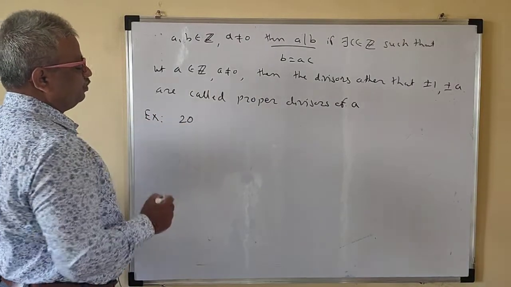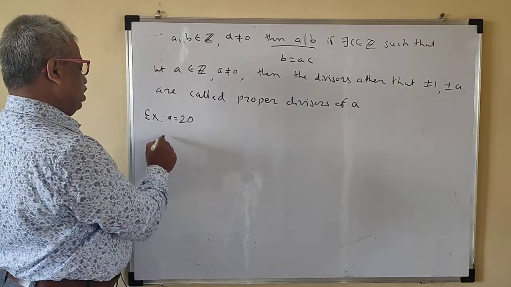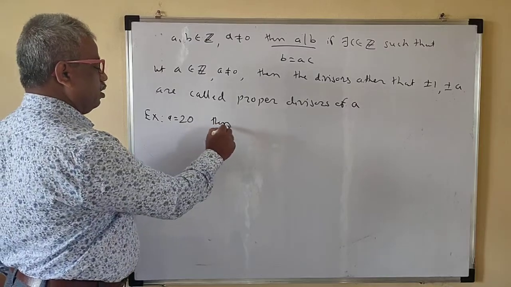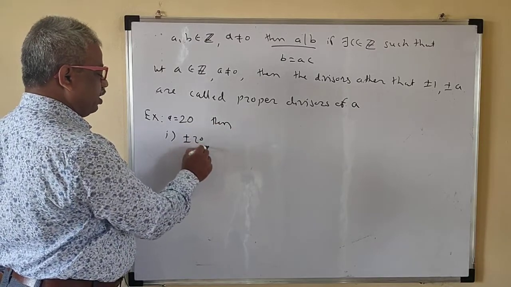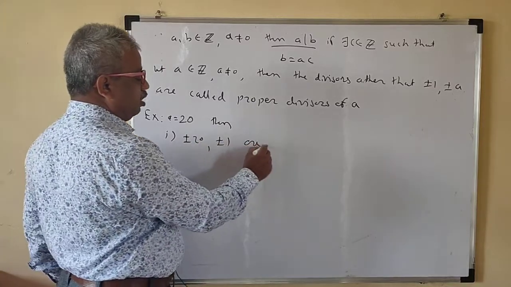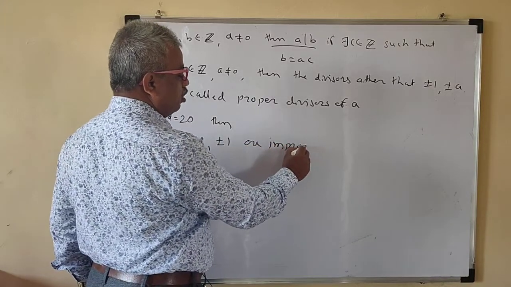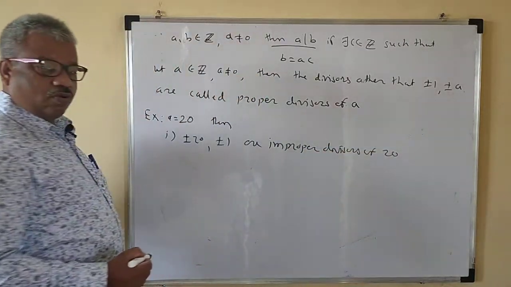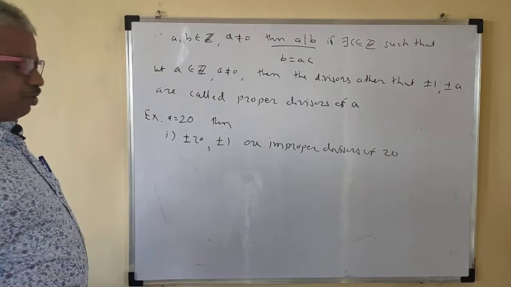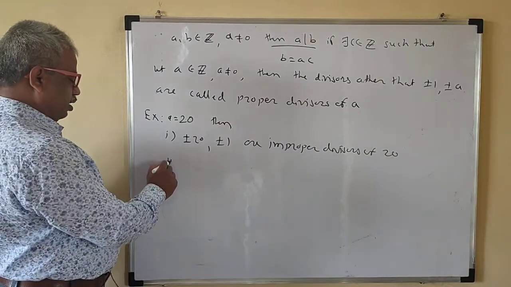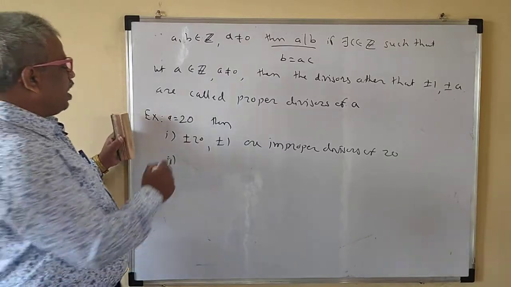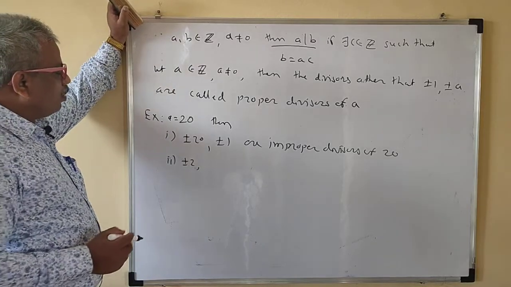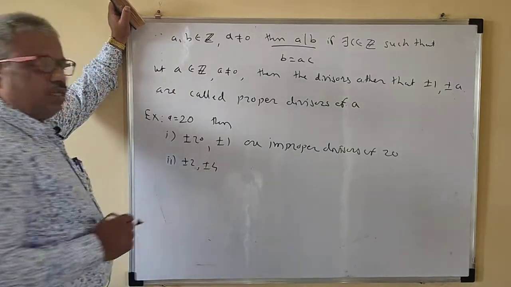Suppose you are given 20, a is equal to 20. Then plus or minus 20 and plus or minus 1 are improper divisors of 20. Instead of 15 we will take 20 now, so that you can see other examples. What are the divisors of this? Plus or minus 20. It is even, so plus or minus 4 is also a divisor.